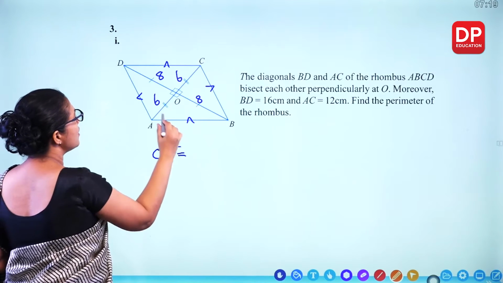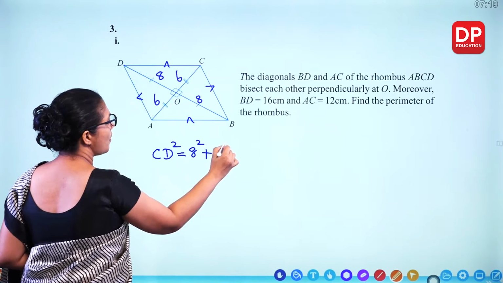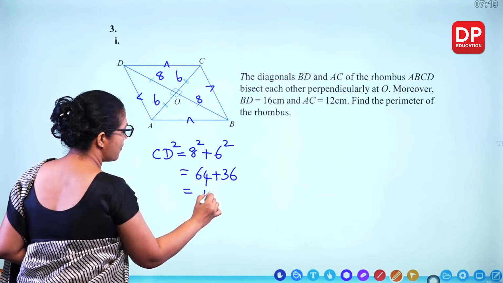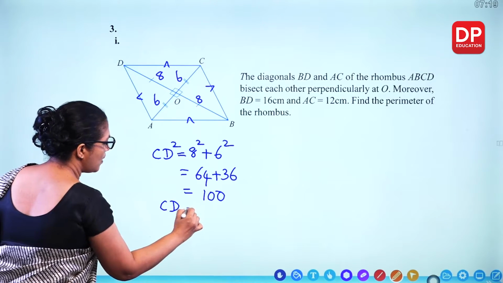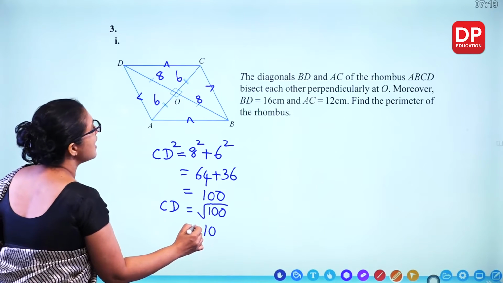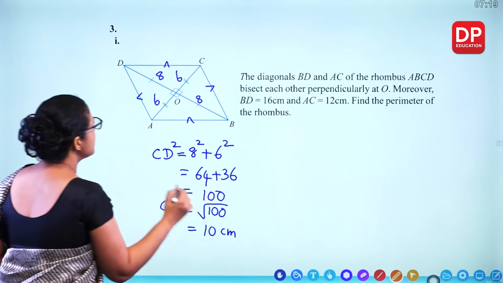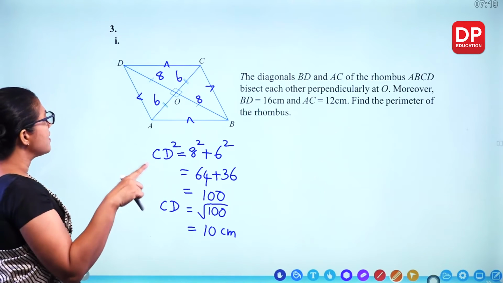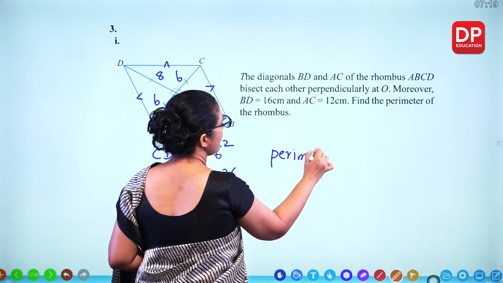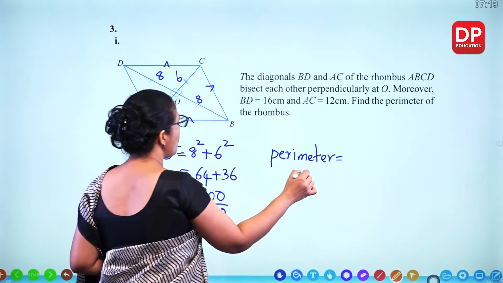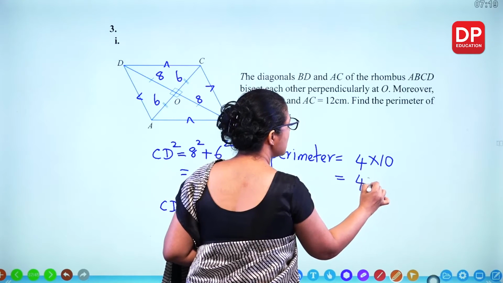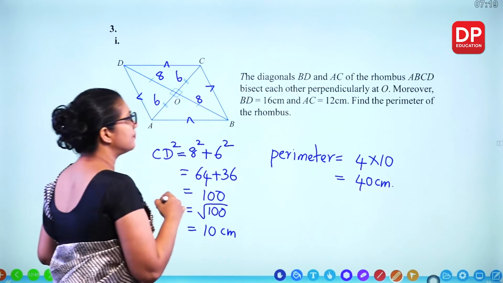CD squared is equal to 8 squared plus 6 squared. 64 plus 36, that's 100. So CD equals square root of 100, that's 10. 10 centimeters is the CD. Now you know one side is 10. So what's the perimeter? Perimeter is 4 times 10. You get 40 centimeters.